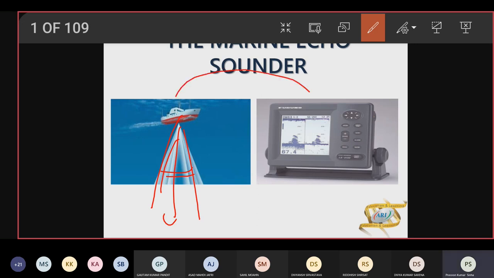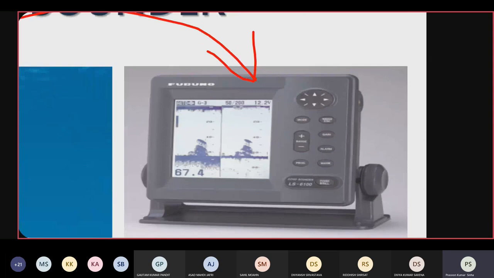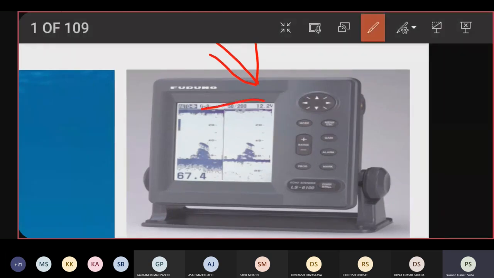In the bridge, what you have is the recorder. On the recorder, as you can see, the recordings are on screen. This is an electronic system, with the recordings seen on an electronic display. But there can be a paper recorder also, where the recording is done on paper. The processor, the oscillator, all that is in this device.